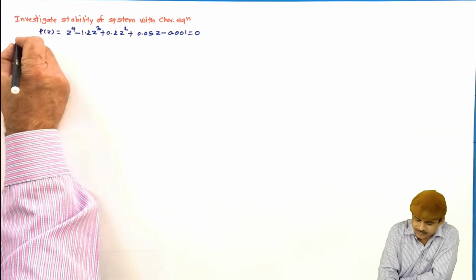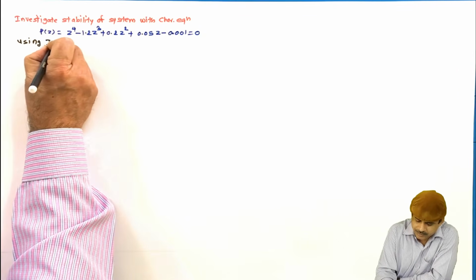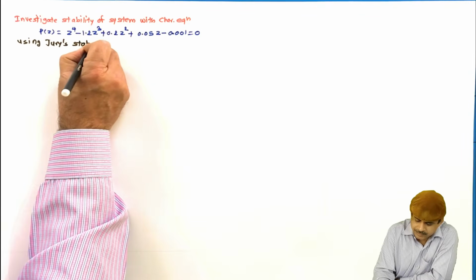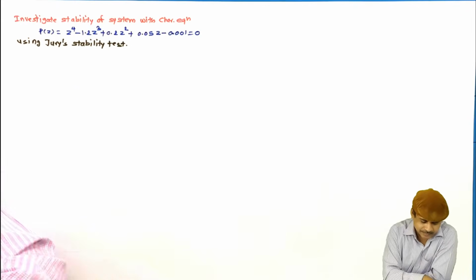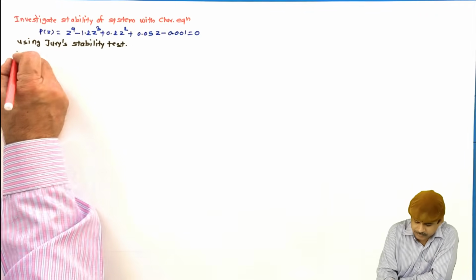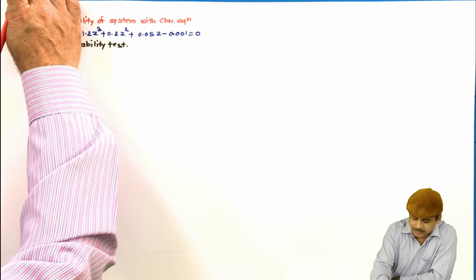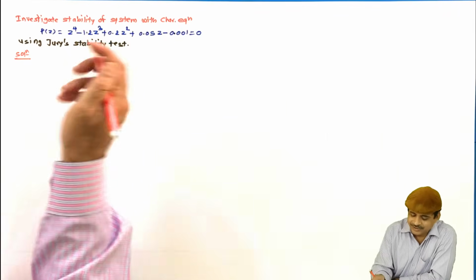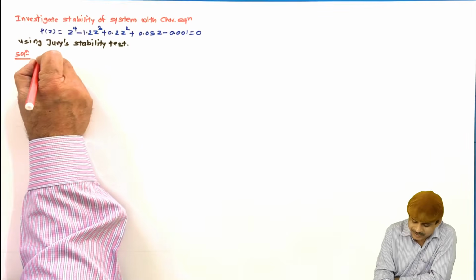And how to find this? Obviously using Jury's stability test. Let us solve this example. Here you need some patience while calculating, because all numbers are non-integers. Doing calculation is tedious, but still we have to do it.